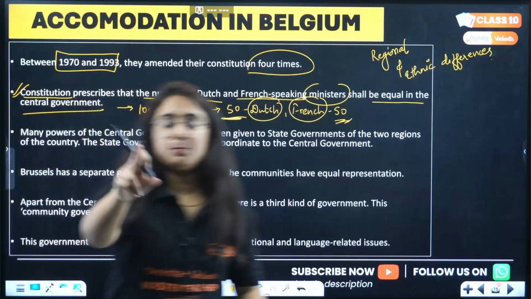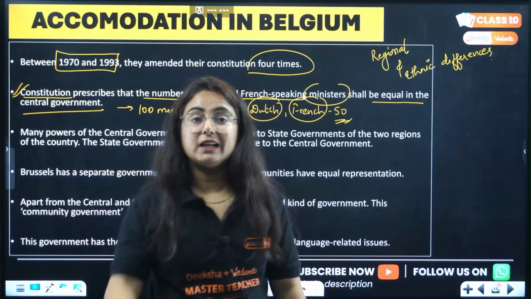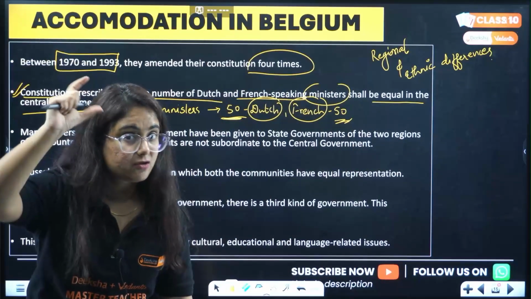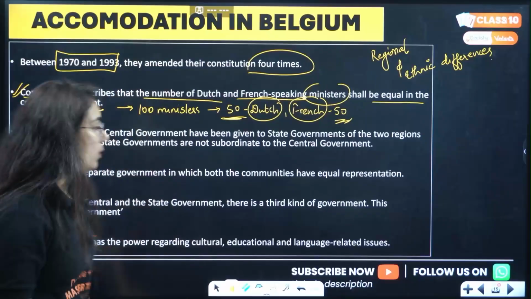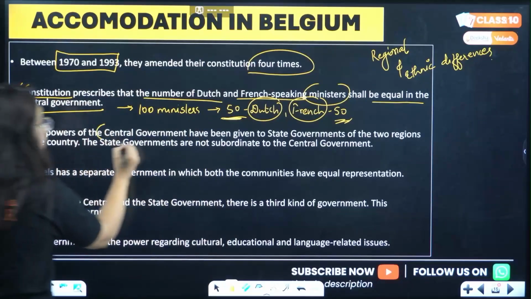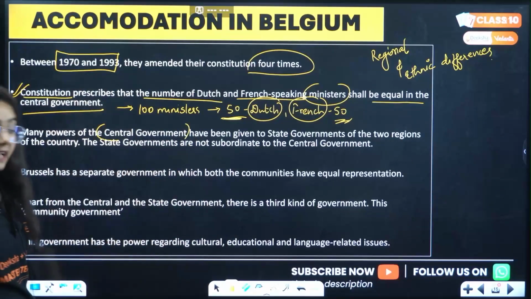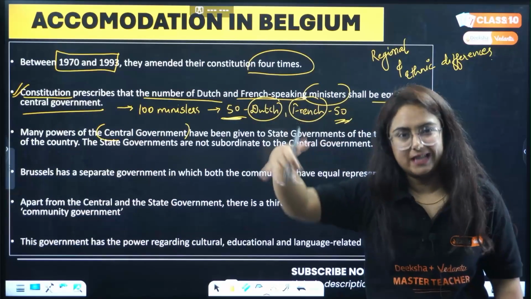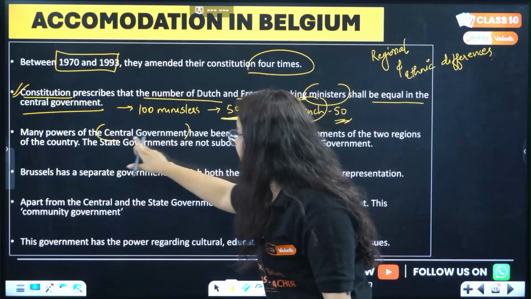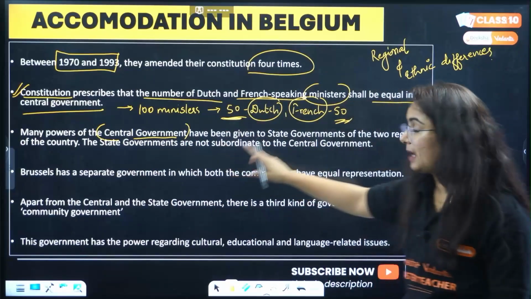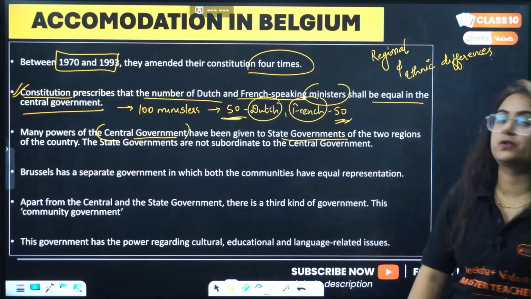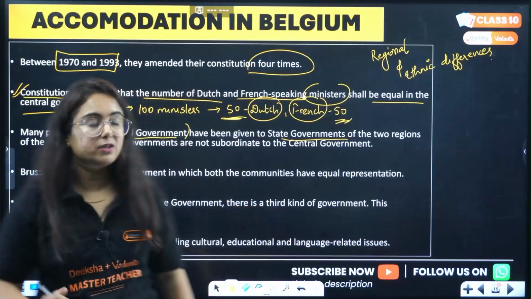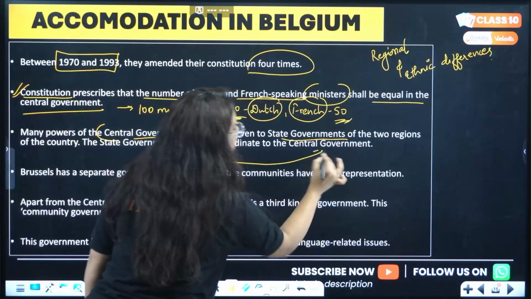Okay, so the first point is the constitution prescribed that there will be an equal number of ministers from both communities, Dutch and French, in the central government. Where? In the central government. Now comes the second point. The entire nation cannot work as a single unit, so we divided it into states. So the central government has given some powers to the state governments also, so that the state government is no longer subordinate to the central government.